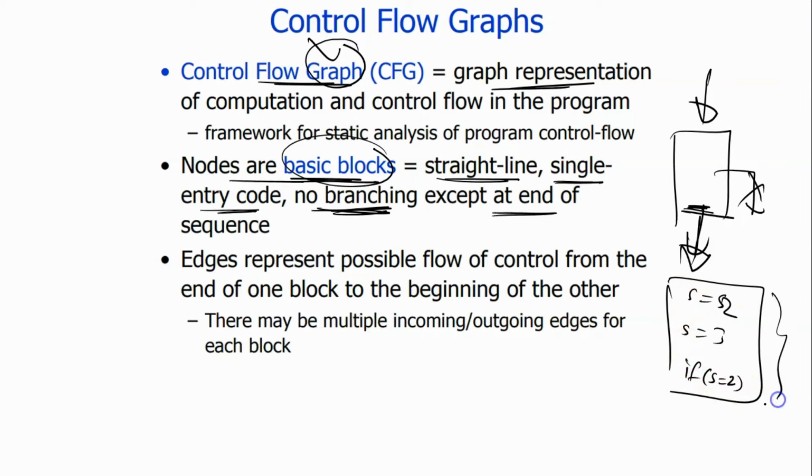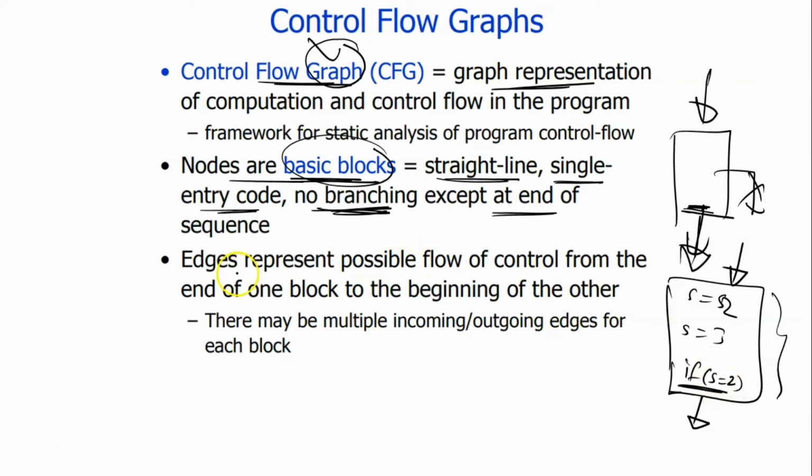Now this is a basic block. Yes, why? Because you can see the flow will enter here and the flow will definitely exit here. So this last instruction can be a branch instruction. It is allowed to be a branch instruction.